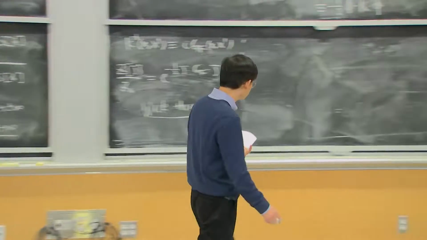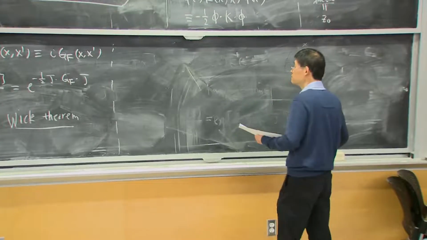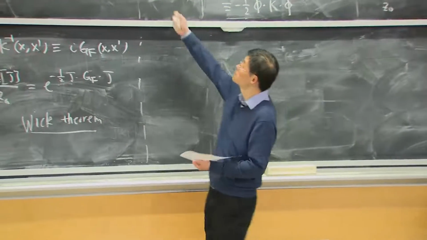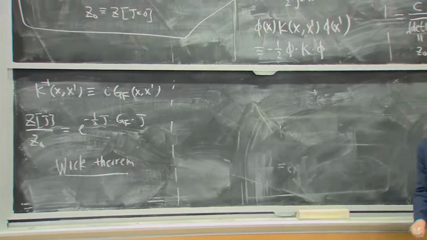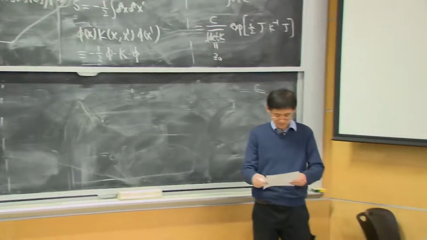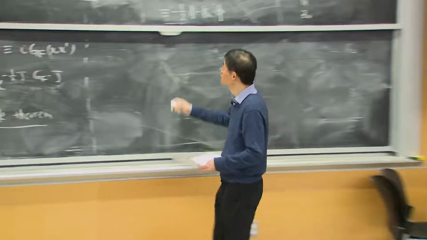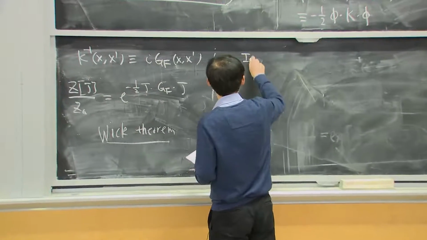For the last few minutes, we can venture a little bit into the interacting case. Now we have our master formula, and we can treat what happens in the interacting theory. So now we can go to the interacting theory.